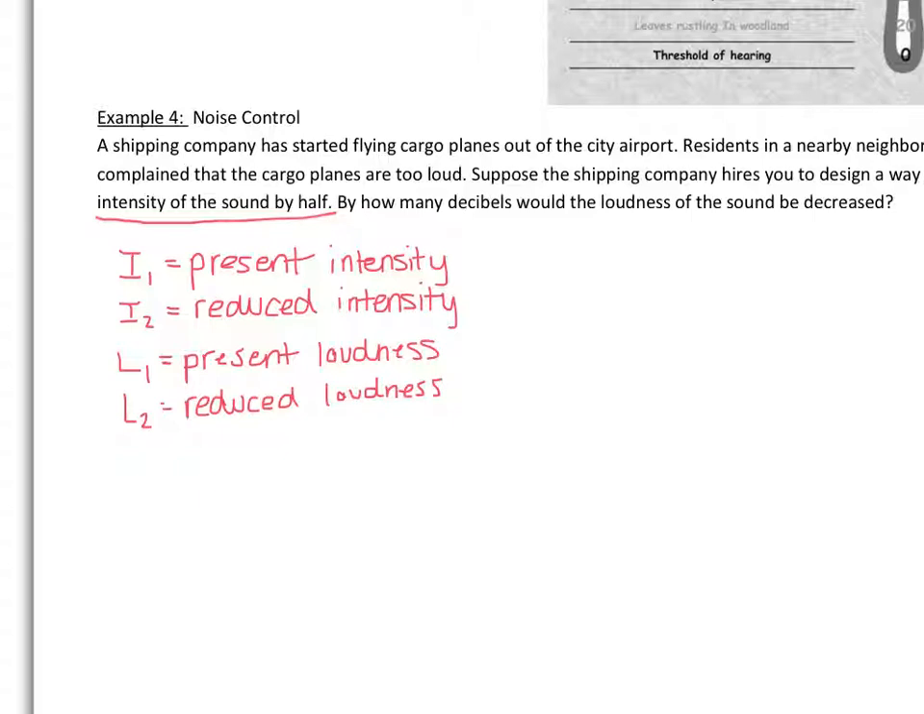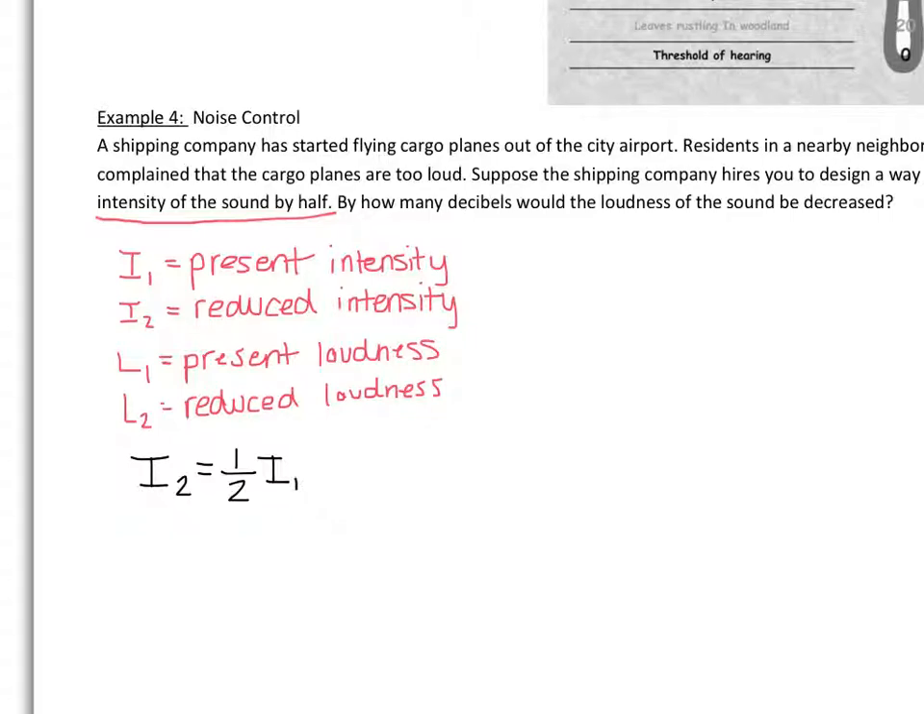So what are we hired to do? Like, what do they want to make? Reduce the sound by half. Reduce the intensity by half. So our reduced intensity will equal what? Half of the original intensity, I1. Okay, very good.